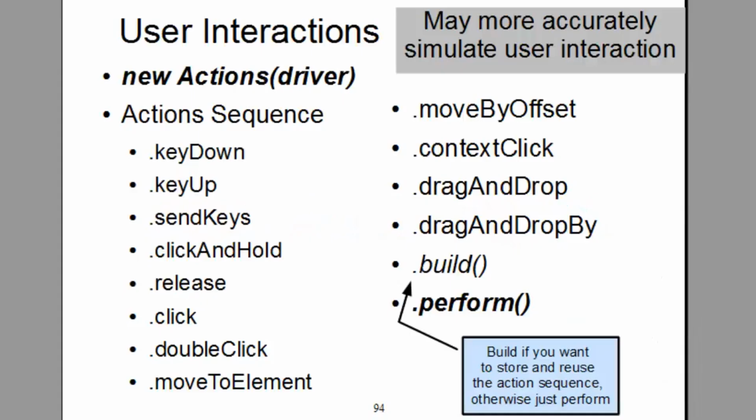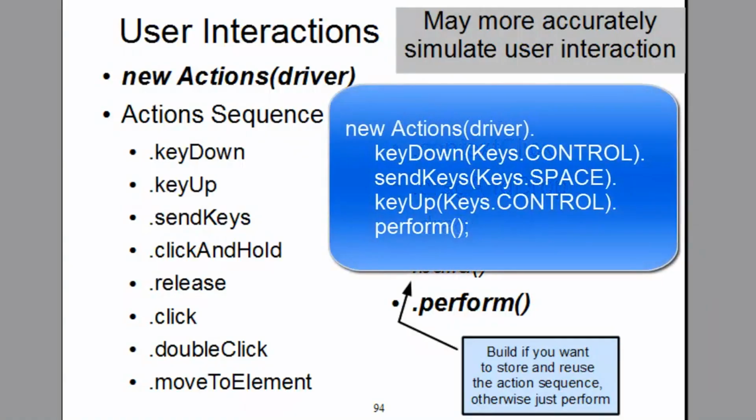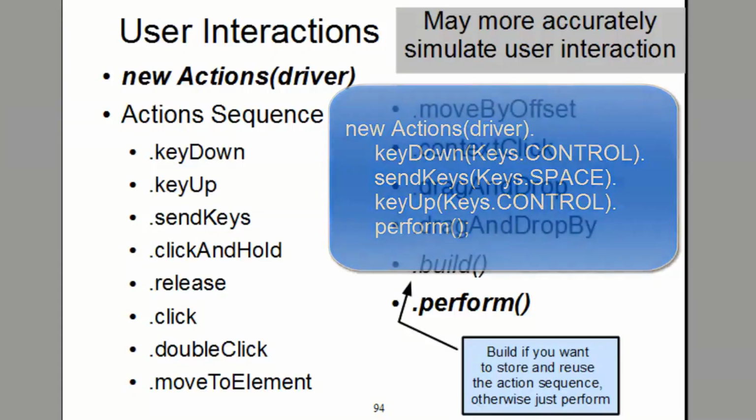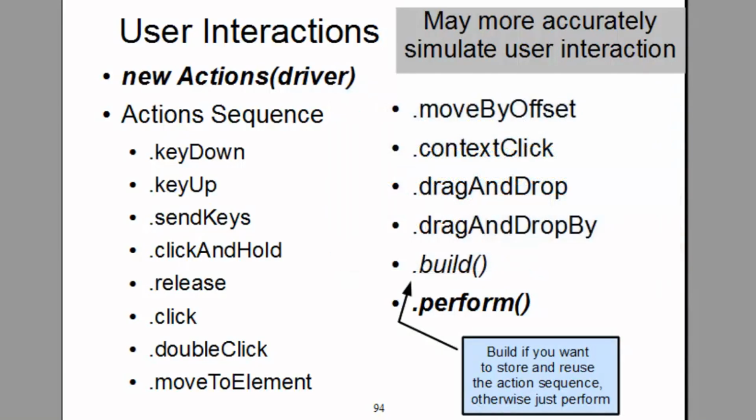Now, the way that we use user interactions, and I will show you in code as normal, we create a new actions object, which takes a driver in its constructor. We then subsequently use methods on that actions to build an action sequence. So I can say new actions driver, key down control, dot send keys, space, dot key up, control, dot perform, and it will perform that control space action. So we build a sequence of actions and then we perform them.